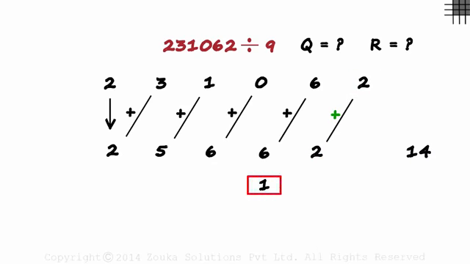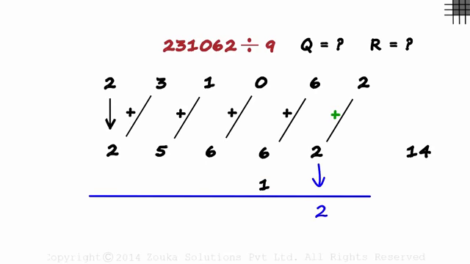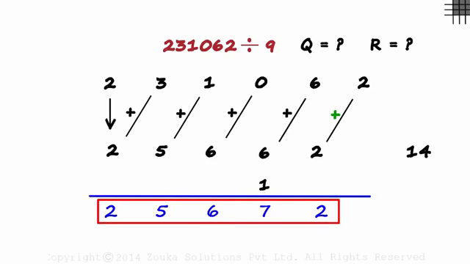Interesting. As 1 is written under the 6, we add them. 2 is written down. 6 plus 1 is 7. 6, 5 and 2. Now my question to you is: is 25,672 the quotient and is 14 the remainder?